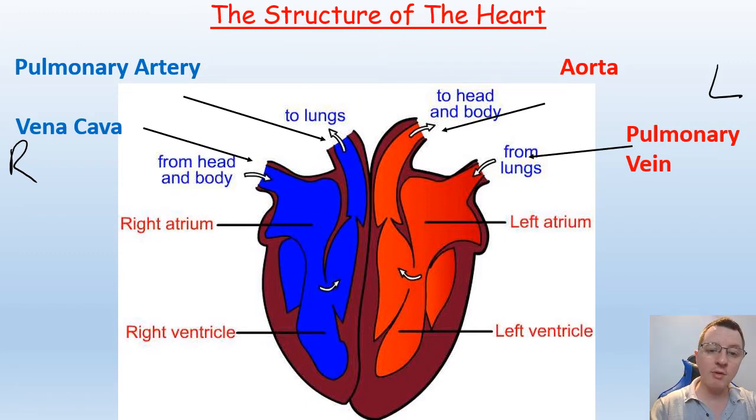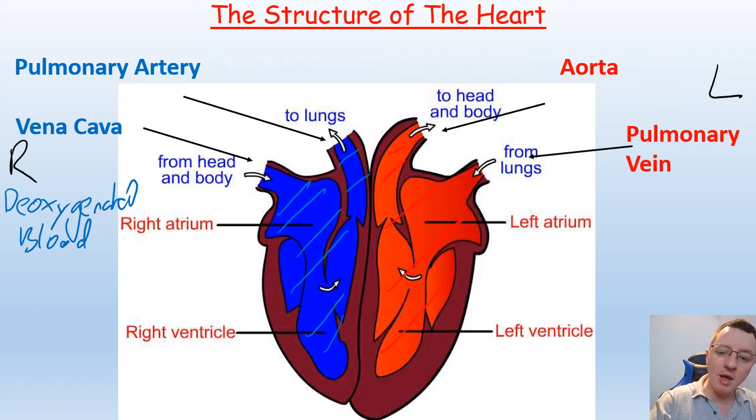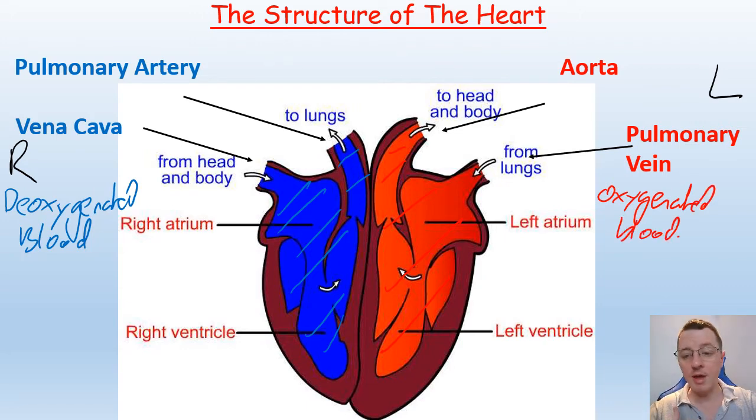You'll notice that the right hand side of the heart is coloured blue, and that's to denote that the right hand side of the heart is carrying deoxygenated blood. And the left hand side of the heart is coloured in red, and that's to show that the left hand side is carrying oxygenated blood. Now if you can remember that, then that gives us a great place to start and to think about.